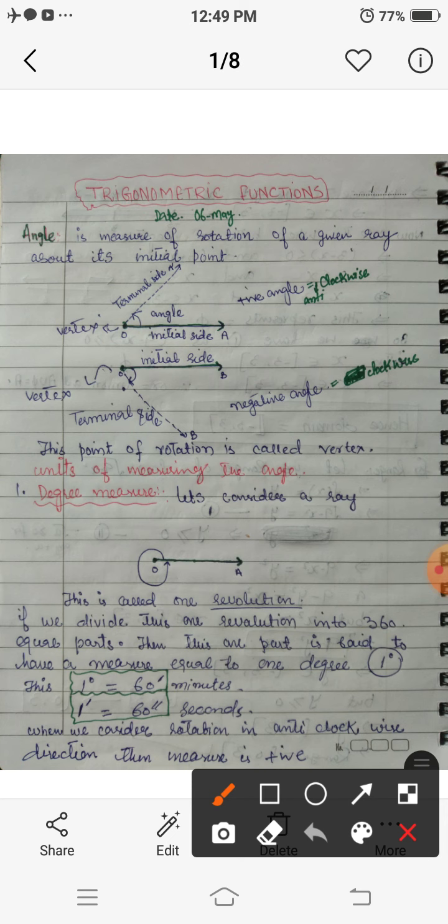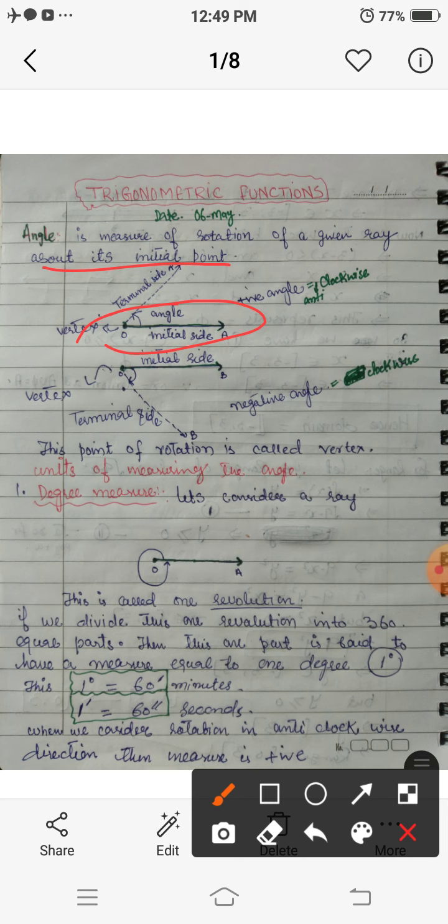Now, what is an angle? Firstly, we will discuss what the angle is and what are the SI units through which we can measure the given angle. Angle is simply a measure of rotation of a given ray about its initial point or its initial position. If we consider what this means, it simply means if we consider a ray, and you know that a ray has one end point. Let's assume that the initial position of the given ray is this OA. Means O is the fixed point, the end point of this ray.